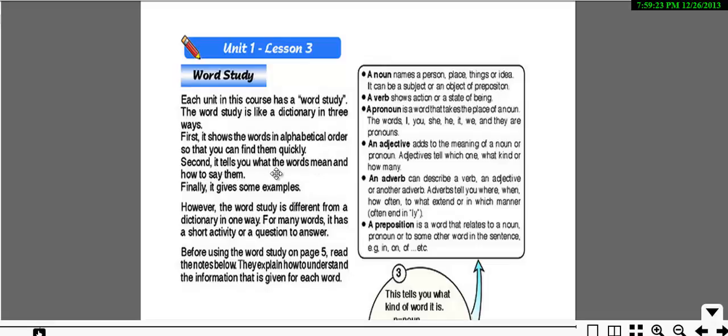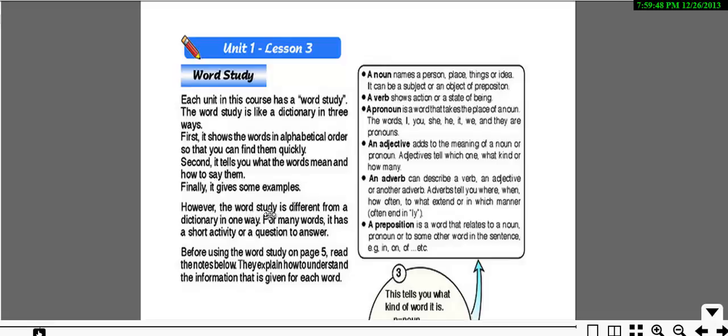Second, it tells you what the words mean and how to say them. So it goes more in focus with the pronunciation by cutting words or separating them into syllables and parts, which is what we worked on last video. Finally, it gives you some examples. Well, it's just a preview example, but you can still check it with a dictionary.